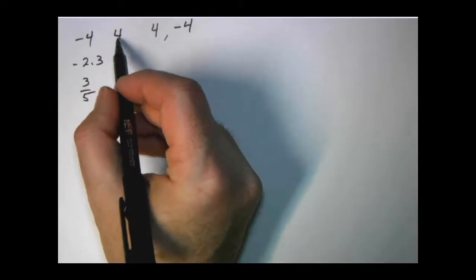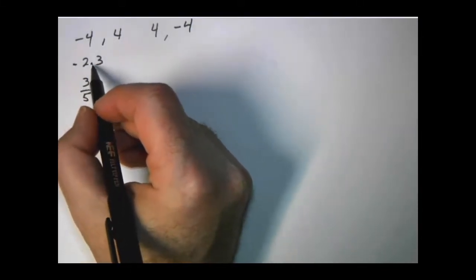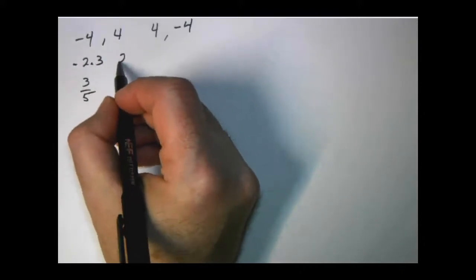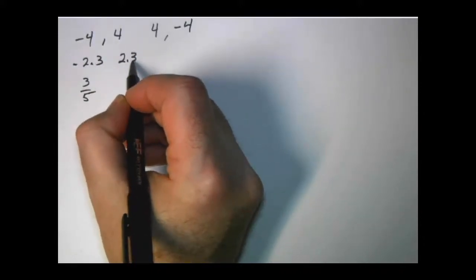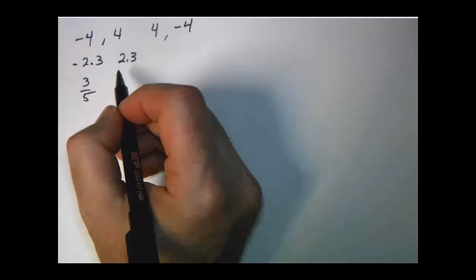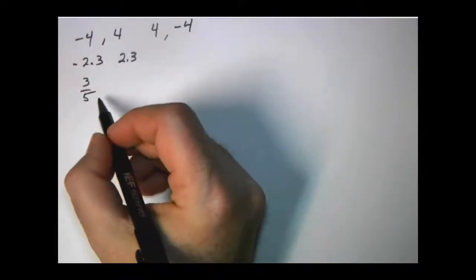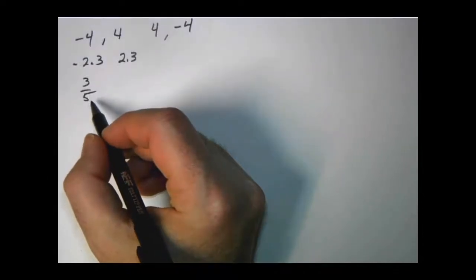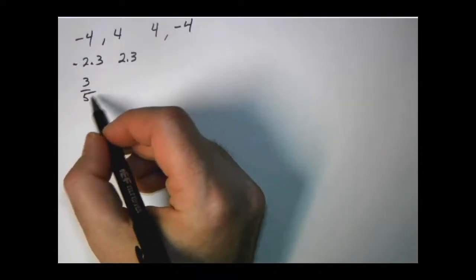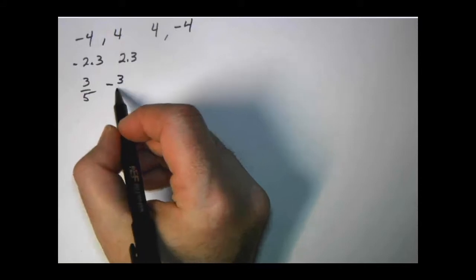So in our example here, what is the opposite of negative 4? It would be positive 4. What's the opposite of negative 2.3? Well, it's going to be positive 2.3. So basically, we're just flipping it from the negative to the positive or the positive to the negative. Same rule is going to be applied for fractions. What is the opposite of 3/5? It's going to be negative 3/5.